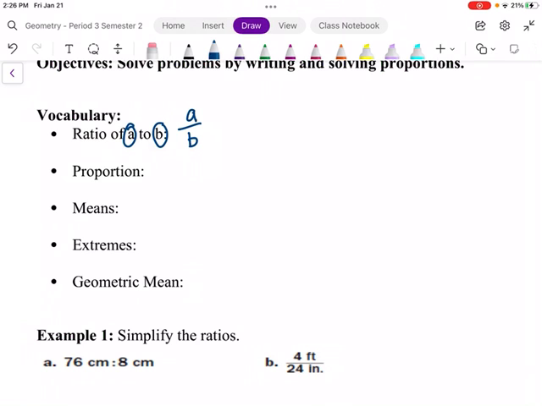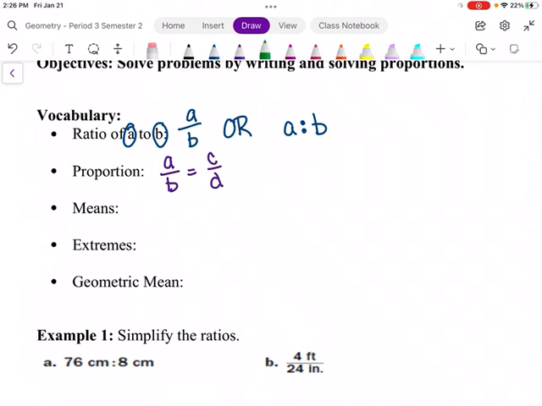One way to write ratios is as a fraction, or you could write it as A with a colon to B. Those are two different ways that you can write ratios and the ways that you will see them. A proportion is when we have two ratios that equal each other, so A over B equals C over D. That would be proportions, where you have two fractions or ratios set equal.